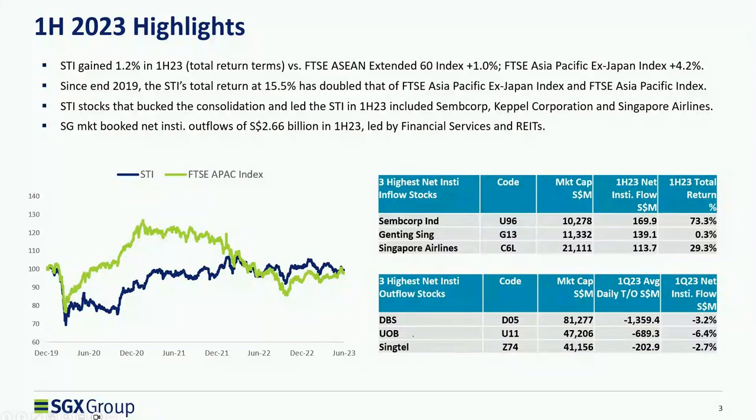SIA also have seen record revenues this first quarter, I think, of the year that they reported. On the other hand, DBS, UOB, Singtel saw the highest net outflows in line with some of the interest rate movements and also along with global markets that we have seen. So this is flows, meaning the net flows from different types of investors. But in terms of price performance, that's probably another key indicator that many are looking for.